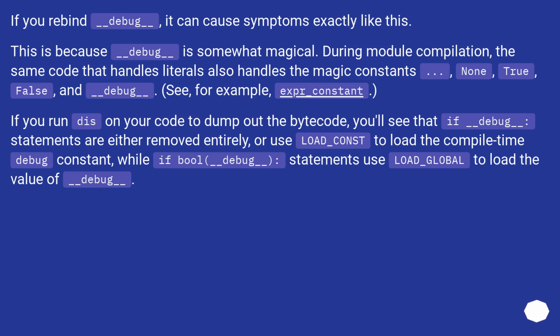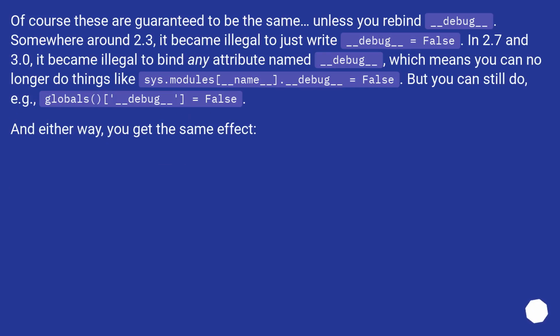If you run this on your code to dump out the bytecode, you'll see that if __debug__: statements are either removed entirely, or use LOAD_CONST to load the compile-time debug constant, while if bool(__debug__): statements use LOAD_GLOBAL to load the value of __debug__. Of course these are guaranteed to be the same, unless you rebind __debug__.